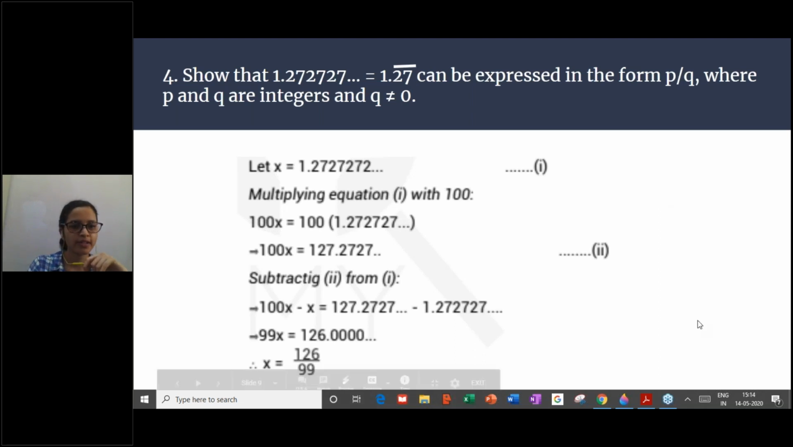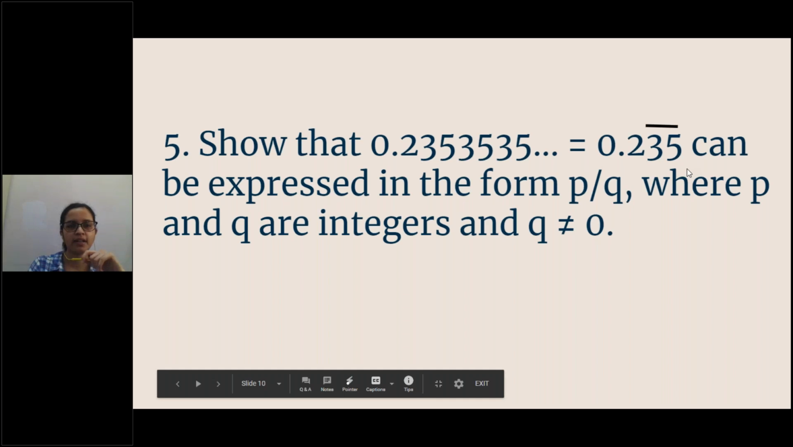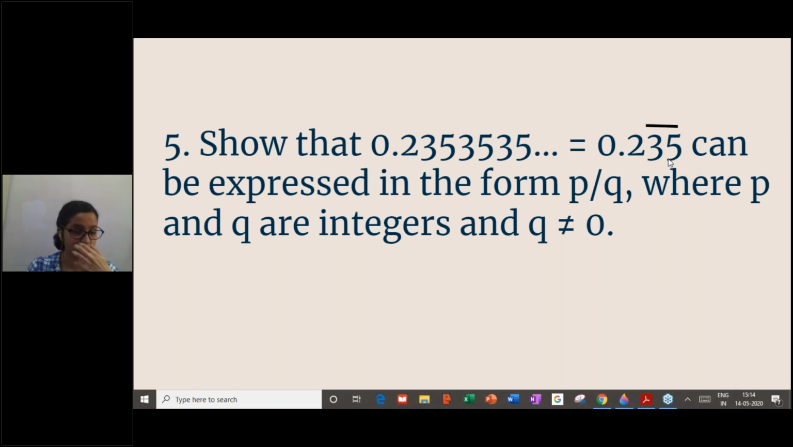Okay, so we'll move on to the next question. So in this question, the thing is only 3 5 is repeating, not all the digits. So it will be 23535. So let's see who gets this first. Type in your answers.